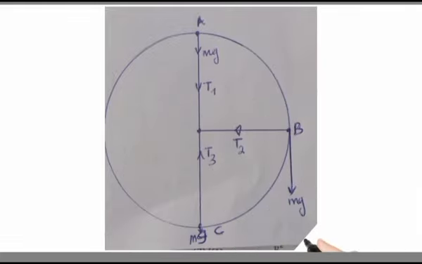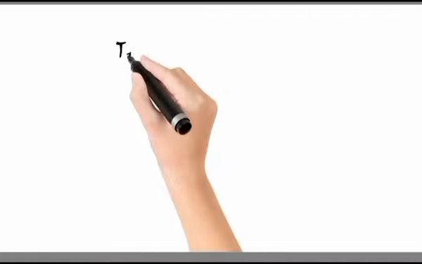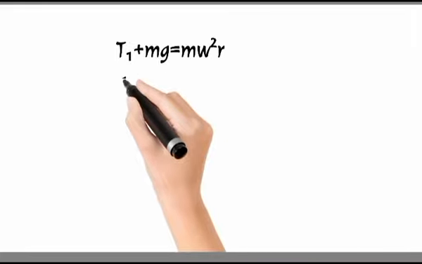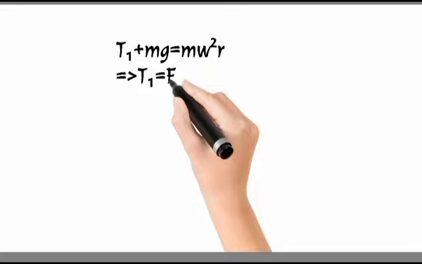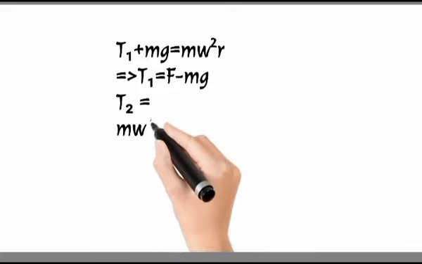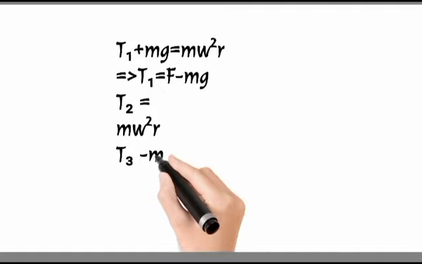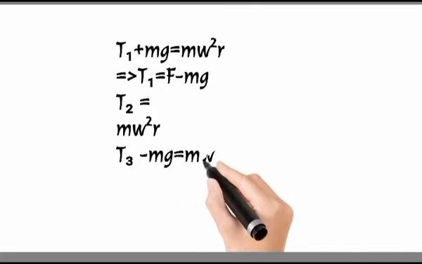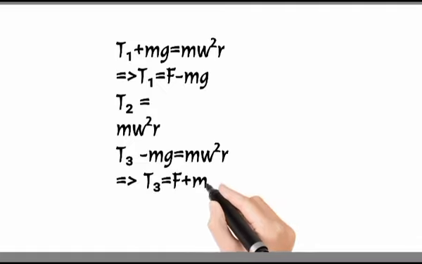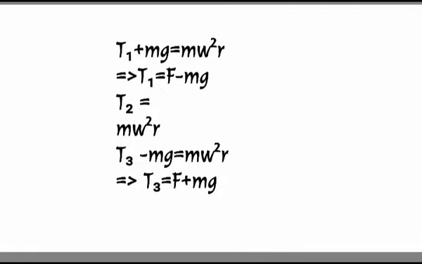Consider a particle tied to a string and whirled round in a vertical circle. At the point A, the centripetal force Fc is provided by the sum of the weight and the tension T1. At the point B, the tension T2 equals the centripetal force, mv squared on r. At C, the tension T3 minus the weight provides the centripetal force.